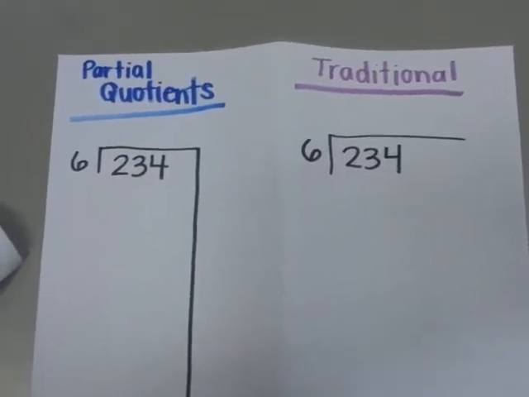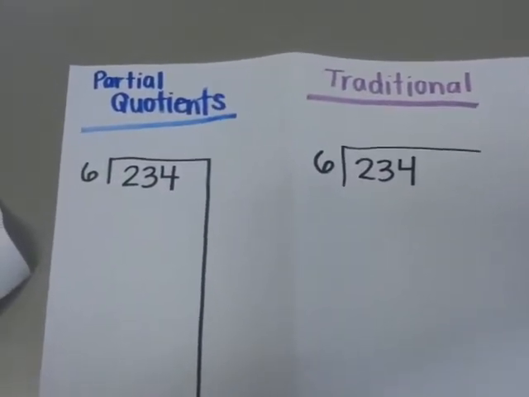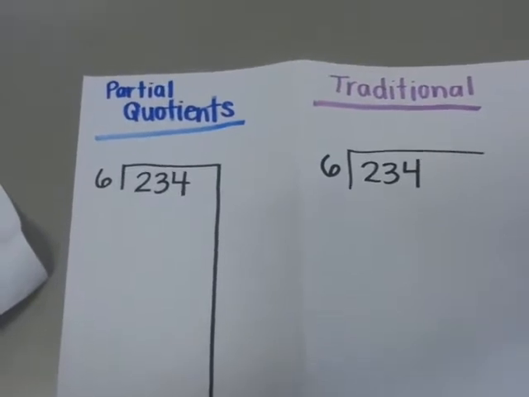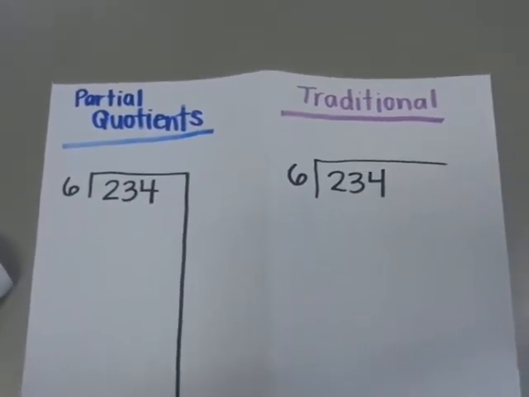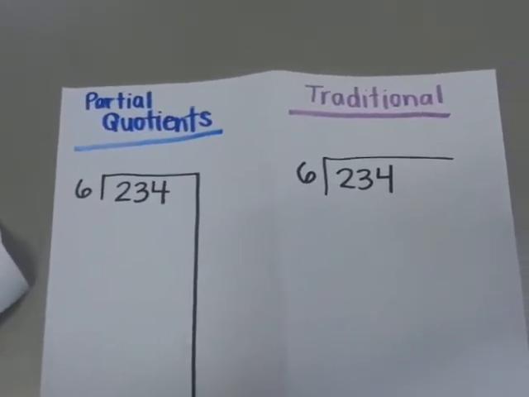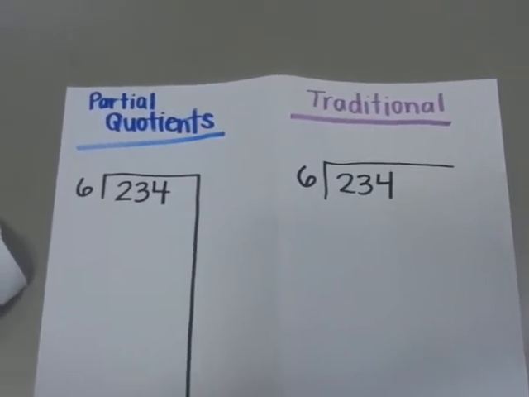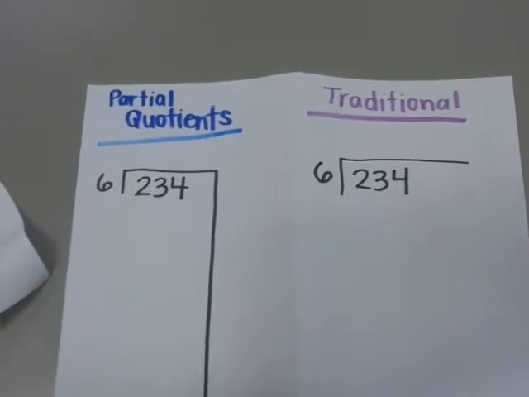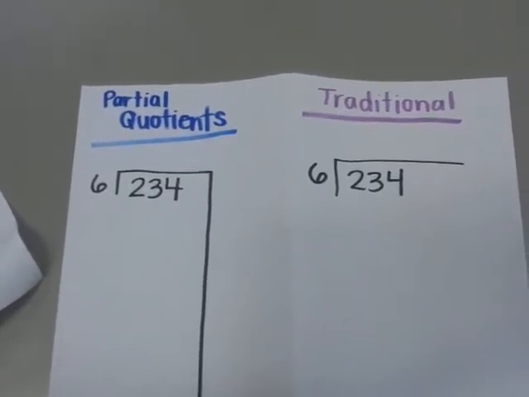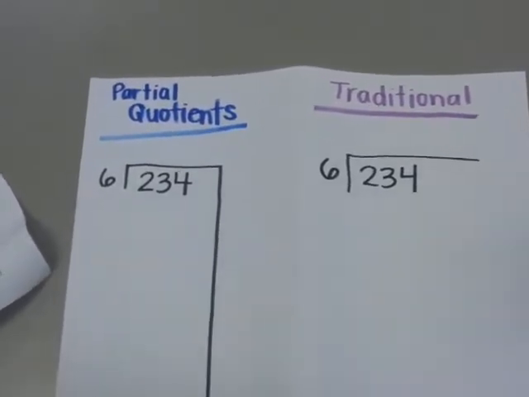Today I'm going to be showing you a side-by-side comparison of two division strategies. On the left-hand side I'm going to be showing you partial quotients, which is kind of a new way of division. Maybe you're not used to seeing numbers being divided this way, and I'm going to explain how it relates to the right side, which is the traditional method.